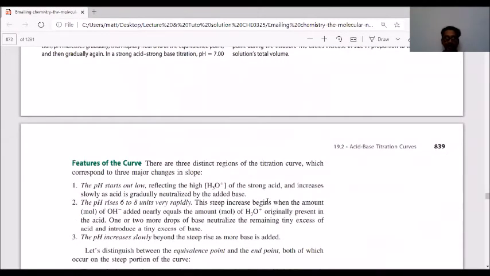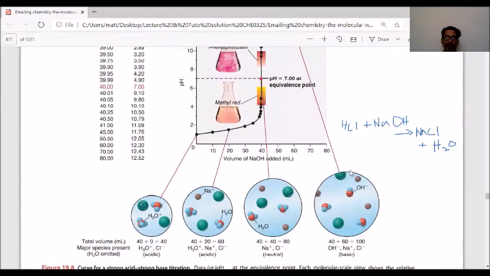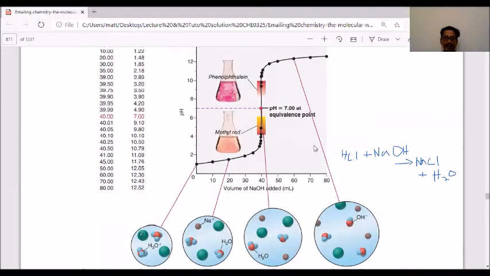This steep increase begins when the amount of hydroxide ion added is nearly equal to the amount of moles of hydrogen ion originally present in the acid. So 1 or 2 more drops of base neutralize the remaining tiny excess of the acid and introduce a tiny excess of base. So mana tambah satu drop, dua drop tu dah make the solution become basic. Tiny excess makes the solution become basic.